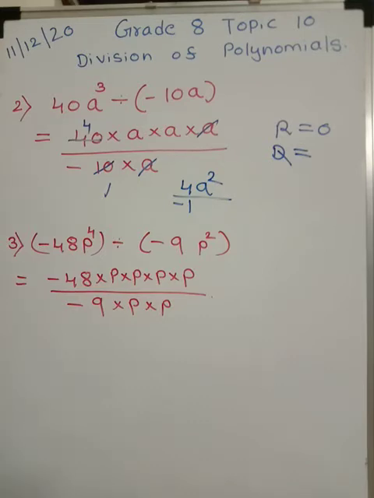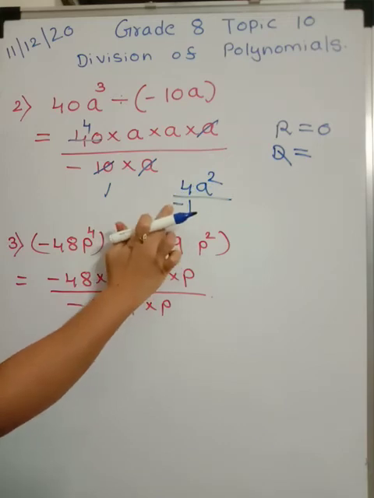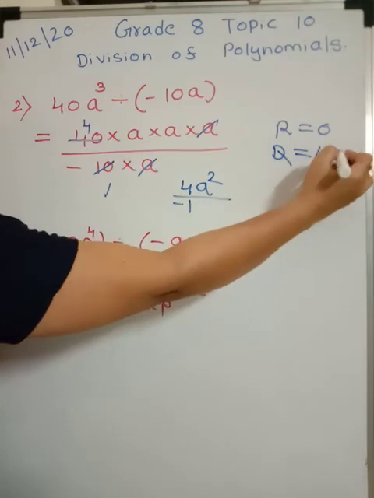So remember the rules of division. Opposite sign. 4 is having a plus sign, 1 is having a minus sign. 4 divided by 1, answer is 4. A square as it is.